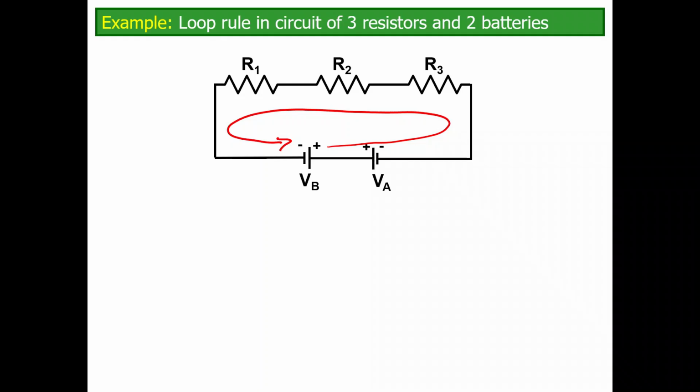Just because. So if I'm assuming that my current is going that way, and I wanted to write a loop rule for this, I do know that there are no junctions, so the current is going to be the same. So I'm going to assume that I have that same current I going through all parts of this circuit.